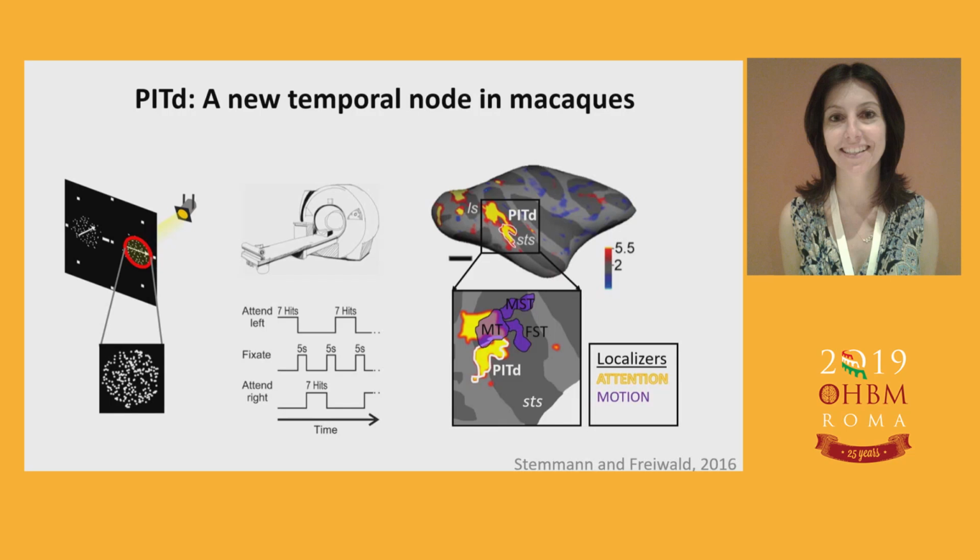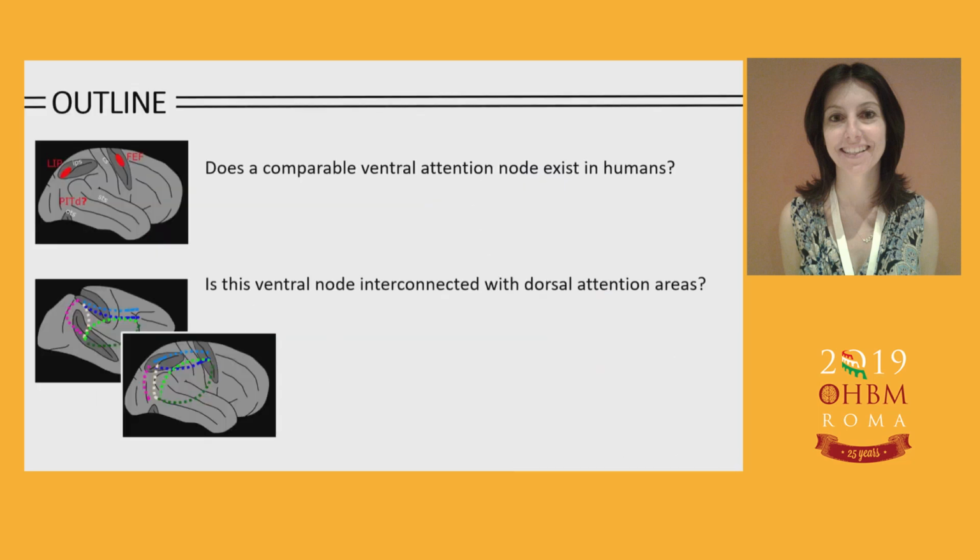And PITD was not modulated by other specialized stimuli like faces or objects. And this shows that this area has a functional profile which is profoundly different from that of nearby areas and more similar to LIP. So the presence of a ventral node for top-down attention opens a number of questions. For example, does a comparable ventral attention node exist in humans? And is this ventral node interconnected with dorsal attention areas to form a network that would possibly negotiate a common focus of attention?